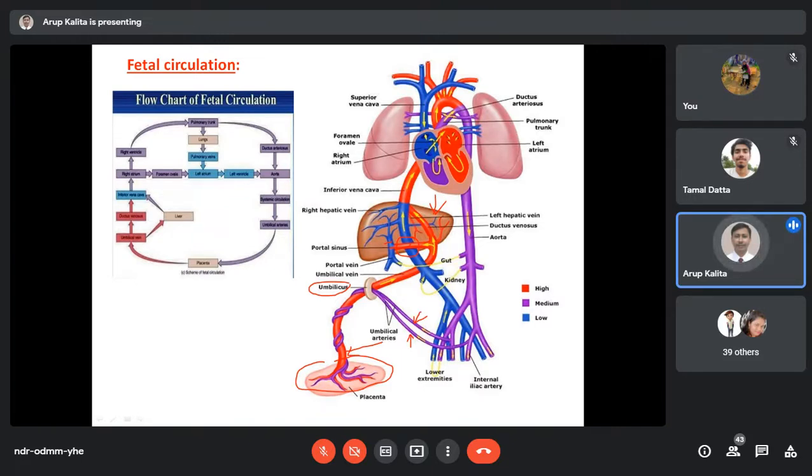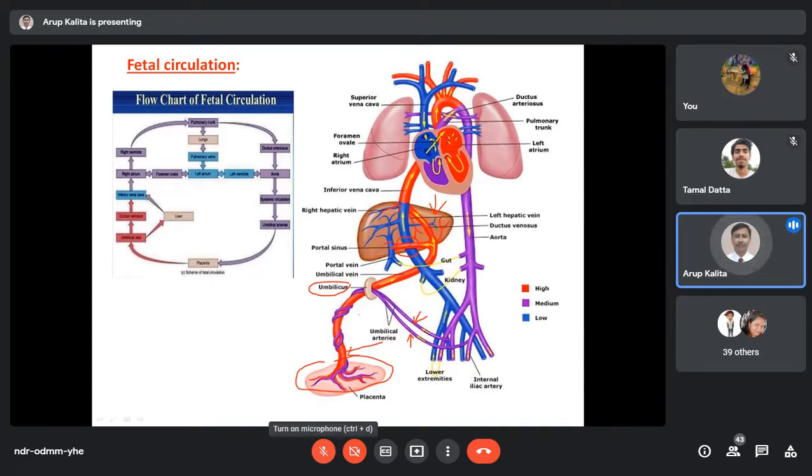Then through the hepatic vein, it will enter into the posterior vena cava. Sorry, it will enter into the anterior vena cava. It will enter into the posterior vena cava. I'm sorry, it will enter into the posterior vena cava.